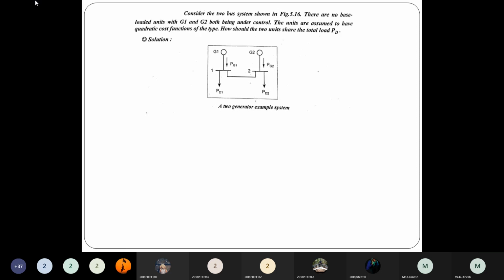So there are no base loaded units P1 and P2, both being under control. The units are assumed to have the quadratic cost function. So we have the two unit based equation. If I am having the quadratic type of equation, what is the load sharing? Whether it is equal or not, I have to check analytically.